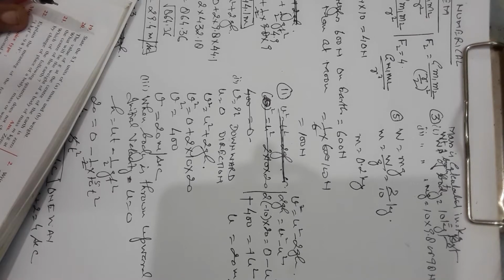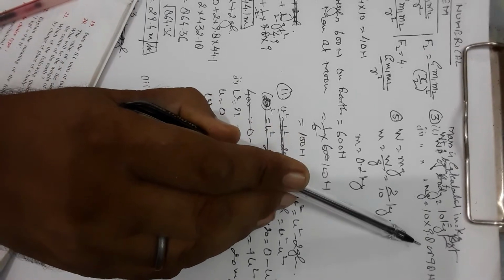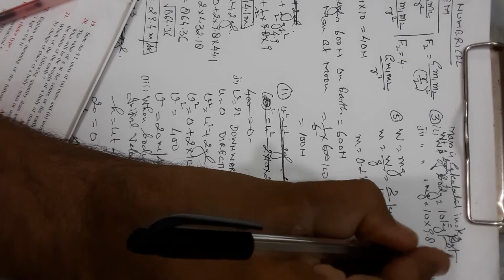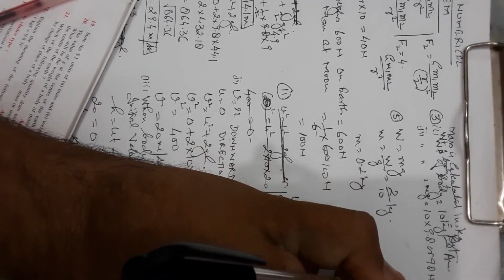force. 1 kgf is equal to 9.8 Newton. Multiply by 9.8. So 10 into 9.8, 98 Newton. This is answer to the third. First part 10 kgf and second part 98 Newton.